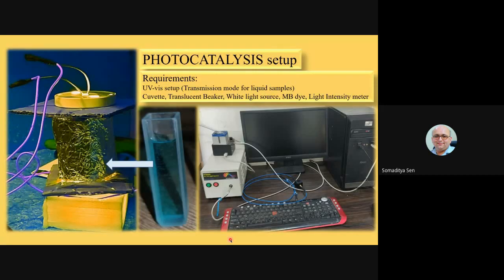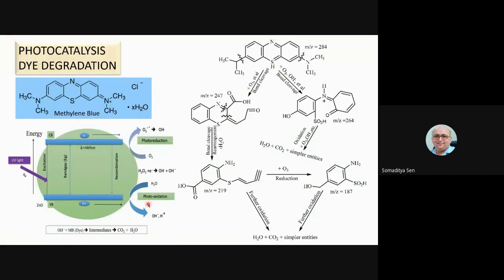Apart from that, we have done some photocatalysis. This is also a homemade setup. So we need a cuvette, a translucent beaker. This is a translucent beaker, and a white light source, MB dye, and the light intensity meter that I already told you about. And we use the same UV-visible setup, the same setup that you used for the UV-visible measurements. We illuminated the samples for a certain amount of time and took the UV-visible spectra.